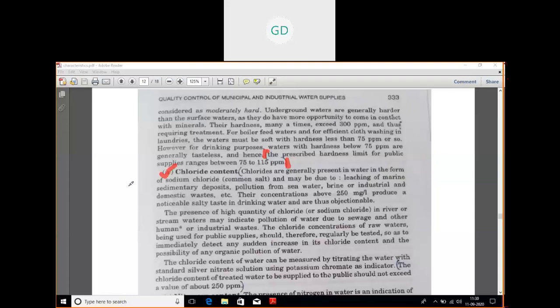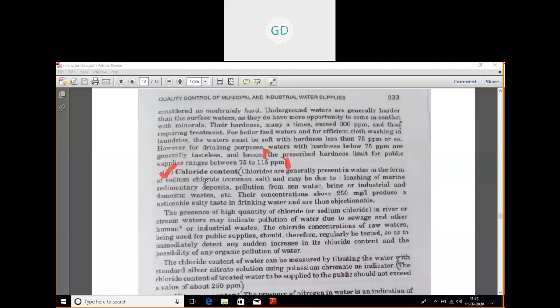Clear? So in water, the chloride content should not exceed 250 milligram per liter. If the concentration exceeds 250 milligram per liter, what will happen? The drinking water will have a noticeably salty taste, and a salty taste in drinking water is not recommended. People will obviously not drink salty water. So the permissible limit for chloride content is below 250 milligram per liter. You need to remember up to here.